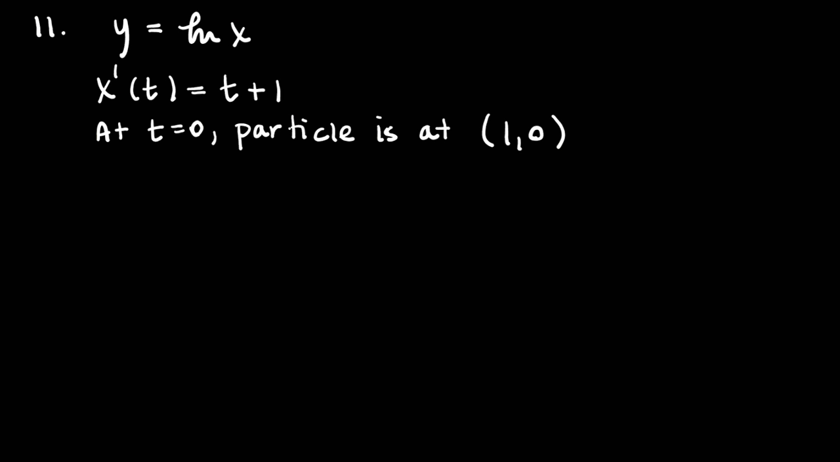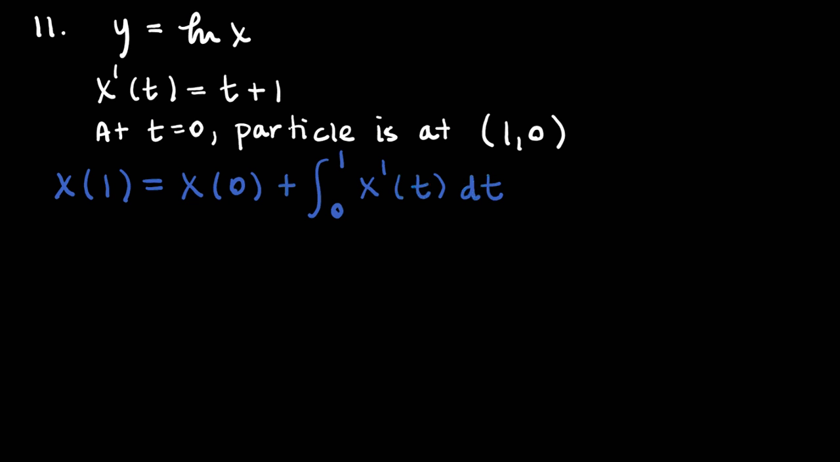So we want to know the position at time t equals 1. I can't figure out the position all in one go, but I can figure out the x coordinate position because I've got the derivative of x and I've got an initial condition. So I'm going to say that x of t equals 1 equals x of t equals 0 plus the integral from t equals 0 up to t equals 1 of x prime of t dt. Okay. So x of 0 is equal to 1, and x prime of t is t plus 1.